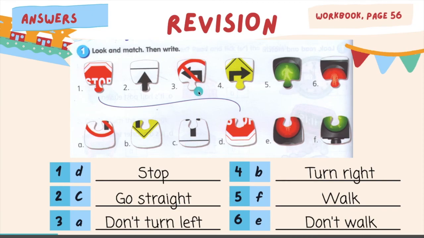Picture 3. The sign is here, A. Don't turn left. Number 4. This is number 4 and you match to B. Turn right. Number 5. Green light. You match with F. The sign is walk. Number 6. Red sign, meaning stop or don't walk. E.